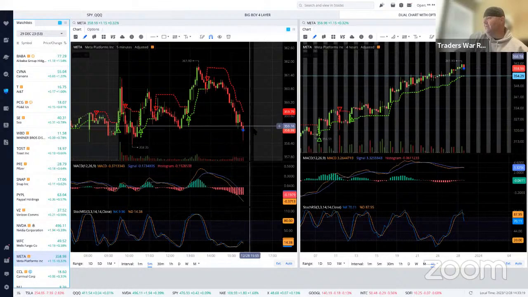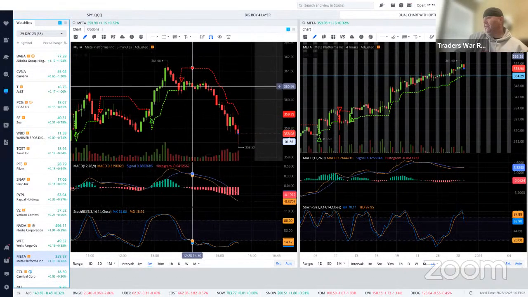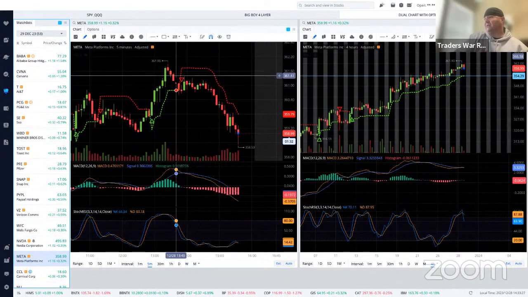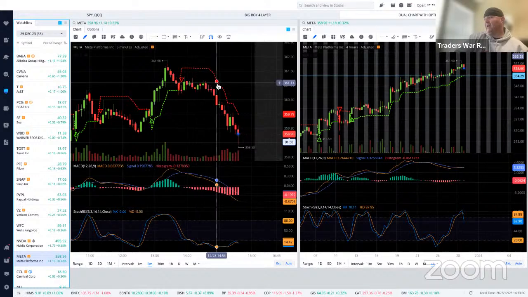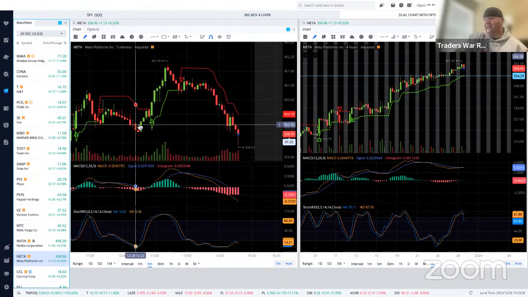Meta. Let's see what Meta looks like. Meta, man, Meta ain't moving at all. Moved to the downside. I wish I would have caught this put action. I wasn't even watching. Meta wasn't even on my radar today, really. I mean, I always look at Meta, but it wasn't on my radar. Look at this move. $2, $3 push to the downside.